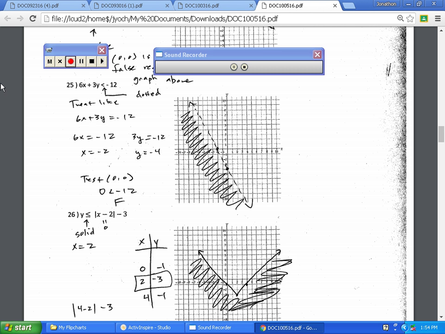It's a dotted line because there's no equality. Plug 0, 0 in. So 0 in for x, 0 in for y. You're going to get 0 is less than negative 12. Well, that's false. 0, 0 is above, and it's false. So you're going to shade below.